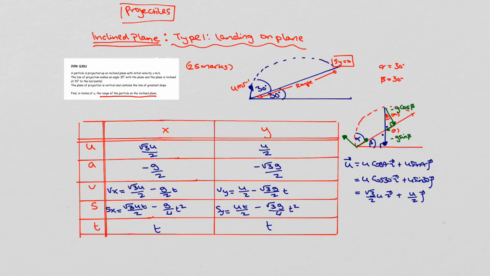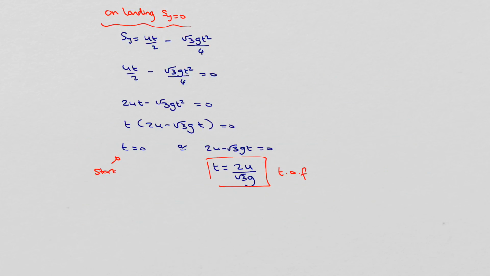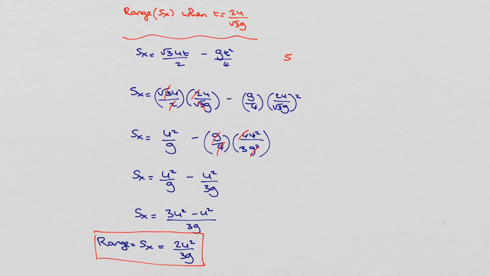So if we go back to the start, what are they giving us marks for? Well, they're giving us marks for letting Sy equal 0. So that was our 5 marks. Then we were getting 5 marks for getting S of y, 5 marks for letting it equal to 0, and 5 marks for our time of flight. And then we had 5 marks for our range equation and 5 marks for solving then. So that was our 25 marks.